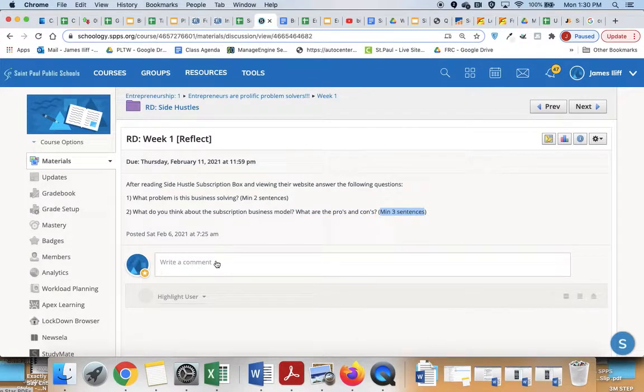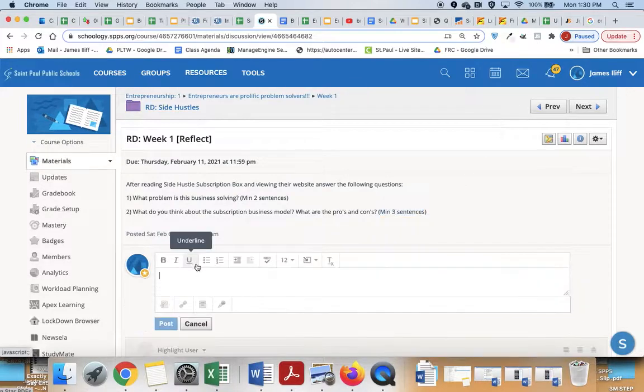Now here's how you're going to do that. You're going to come down into this box right here, and you're going to type number 1. What are the problems this business is solving? So you're going to type your answer. I think this business is solving this problem for the customer, blah, blah, blah. And you're going to write a couple sentences on that. You're going to hit enter. Number 2, what do you think about the subscription business model? What are the pros and cons?